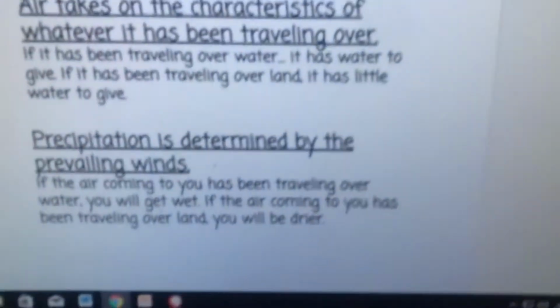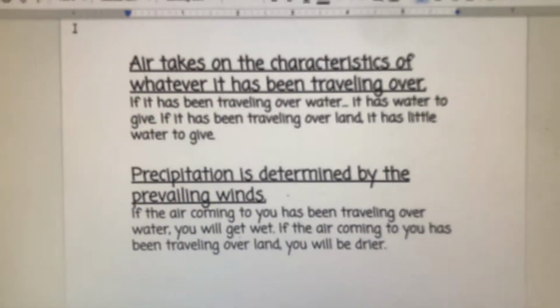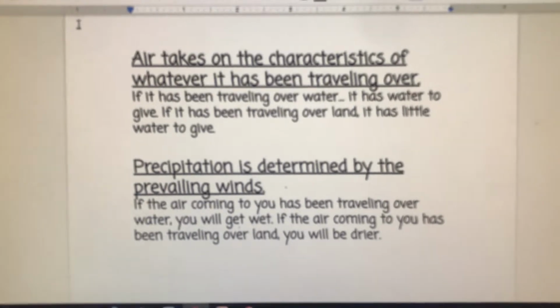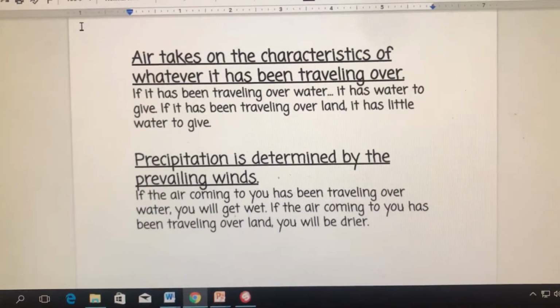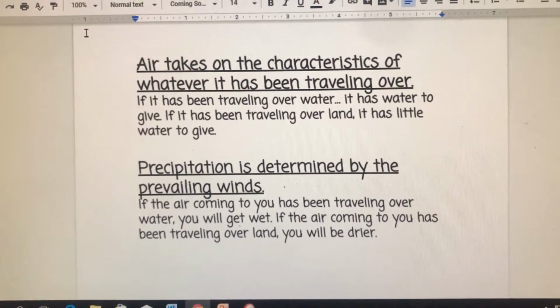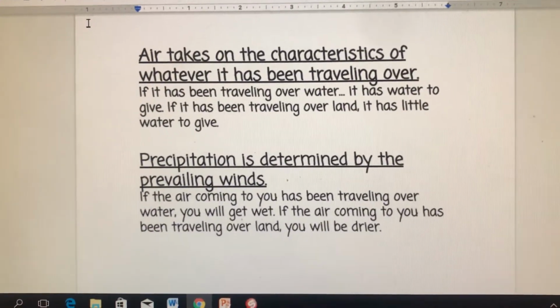So what I'm going to ask you to do is look at this screen right here. I would also pause this one and I would copy this down in your ISN as the idea of prevailing winds.